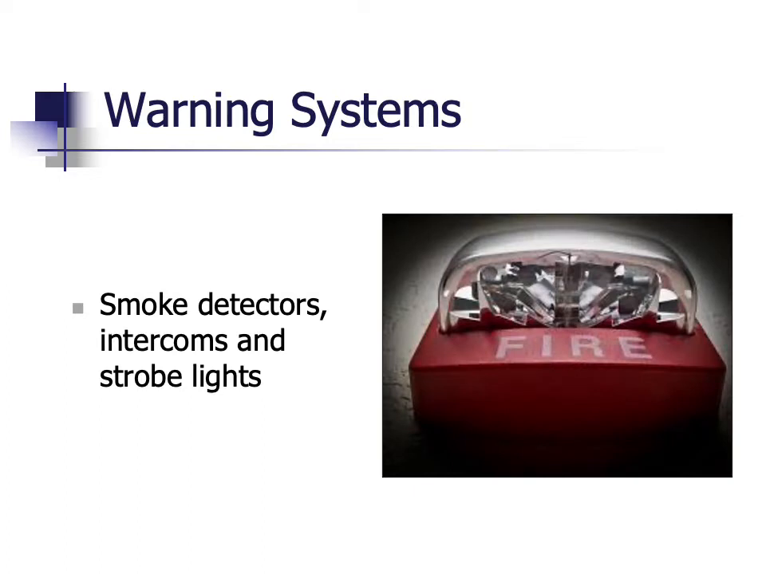Just as there are different types of warnings, there's also various means to distribute them to the public. Let's talk about a few of them and look at their pros and cons. Well, the first of which is a smoke detector or intercom or a strobe light. This is something that would be very useful in a building, particularly in the case of a fire, but it's not really helpful for those outside.